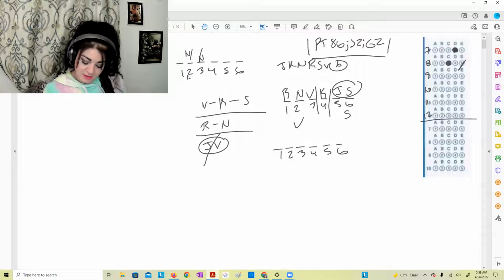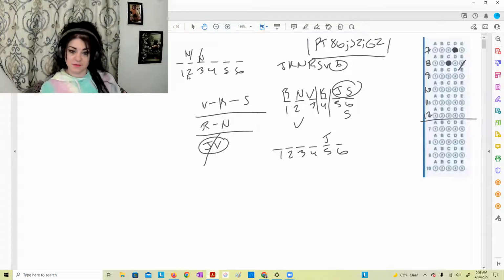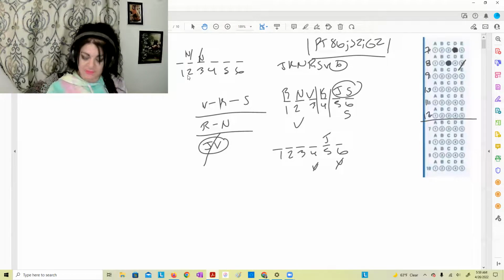Let's test out A. If J was 5, what kind of a chain reaction would that possibly set off? Well, all I'm seeing is that V can't be next to it, which it couldn't be anyway. It's not really that important.